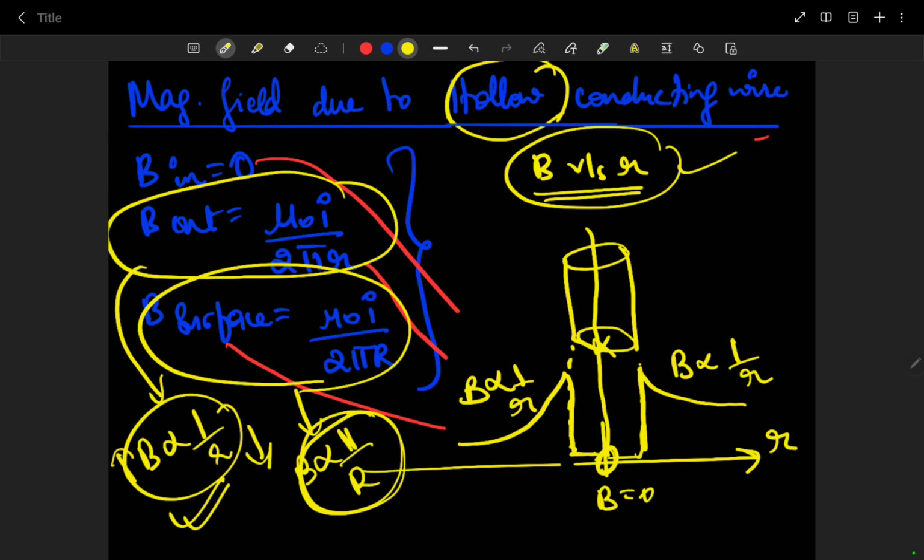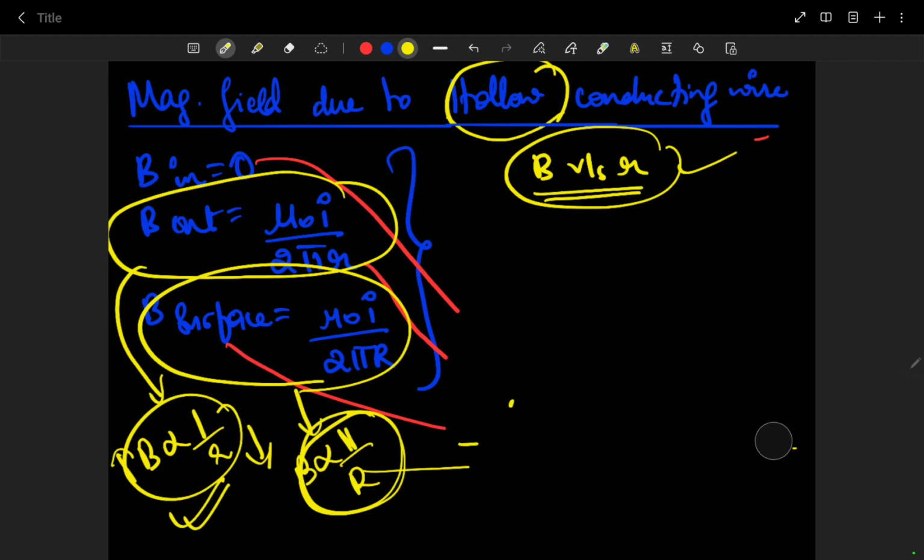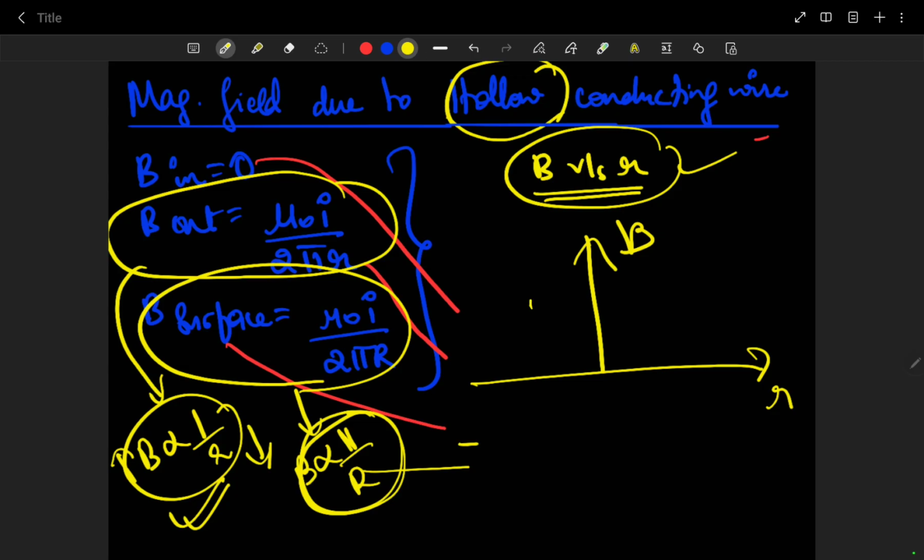Okay, in exam there might be a chance that they give you the graph directly like this in an assertion just to verify it. This is R, this is B. They might end up giving you a graph of this format. Is this correct or not for a hollow conducting wire?